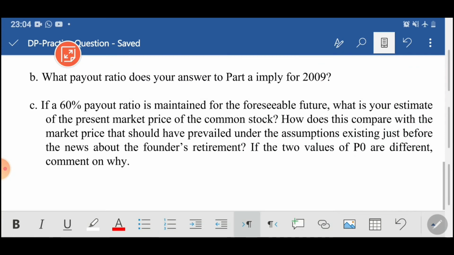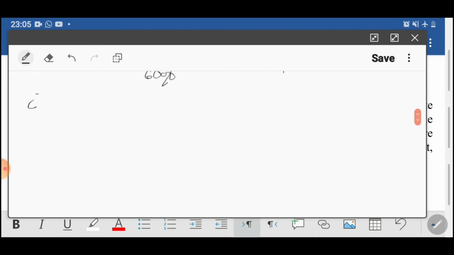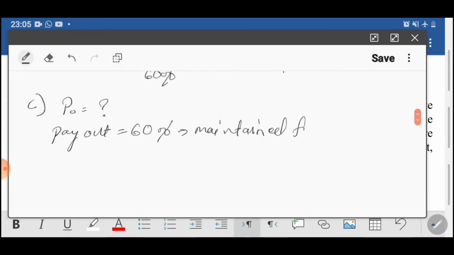Now if a 60% payout ratio is maintained for the foreseeable future, what is your estimate of the present market price of the common stock? So now in part C we are supposed to calculate the price of the stock, and it says that the payout of 60% will be maintained in the foreseeable future. So we are going to assume that this payout will be maintained in the future.